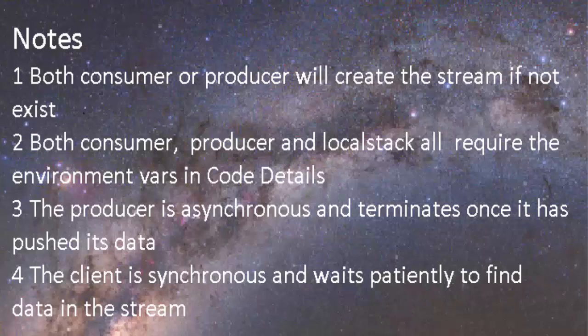The producer is asynchronous. It's just going to push all the data it has into the stream and terminate. Whereas the client is more synchronous in the sense it's just going to wait patiently to find data in the stream. When new data turns up, it's going to process the data and then sleep and wait for more data to arrive in the stream. Now we'll boot up the containers and run the test.